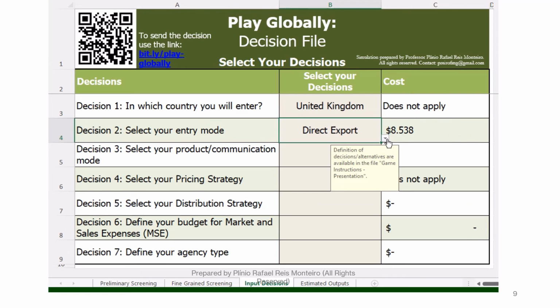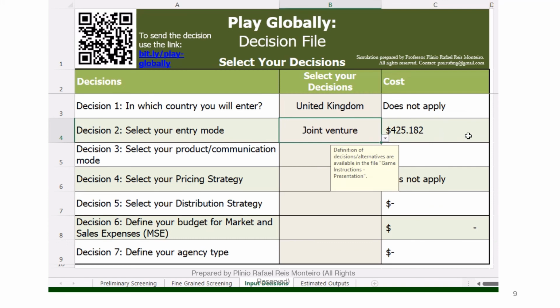I may believe that I need to be closer to customers and I want to have a riskier approach. I can try, for instance, franchising. So franchising will cost $22,000 to enter the United Kingdom. As you can see, you have a cost that's a little bit higher for doing that. And of course, I need to have some companies in the target market buying my business and operating that for me in the United Kingdom. Another approach can be the joint venture.